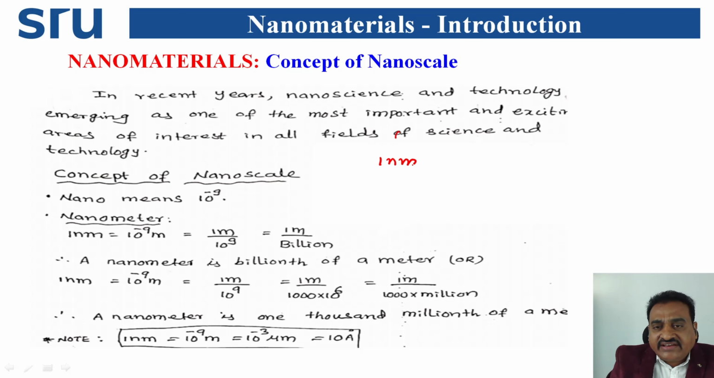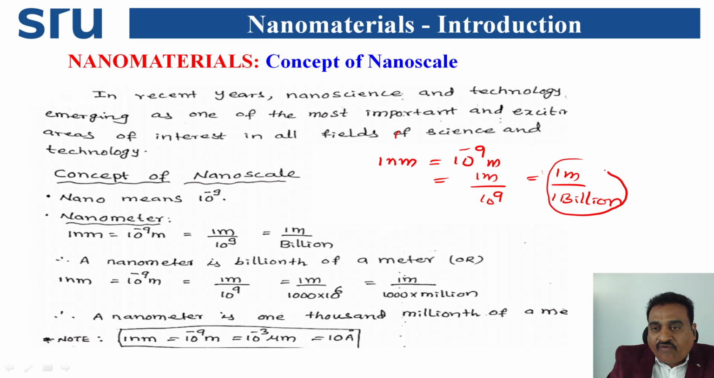One nanometer is equal to 10 to the power minus 9 meters. So 1 nanometer is equal to 1 meter divided by 10 to the power 9. 10 to the power 9 means 1 billion. So we can give the definition: 1 billionth of a meter is called a nanometer.